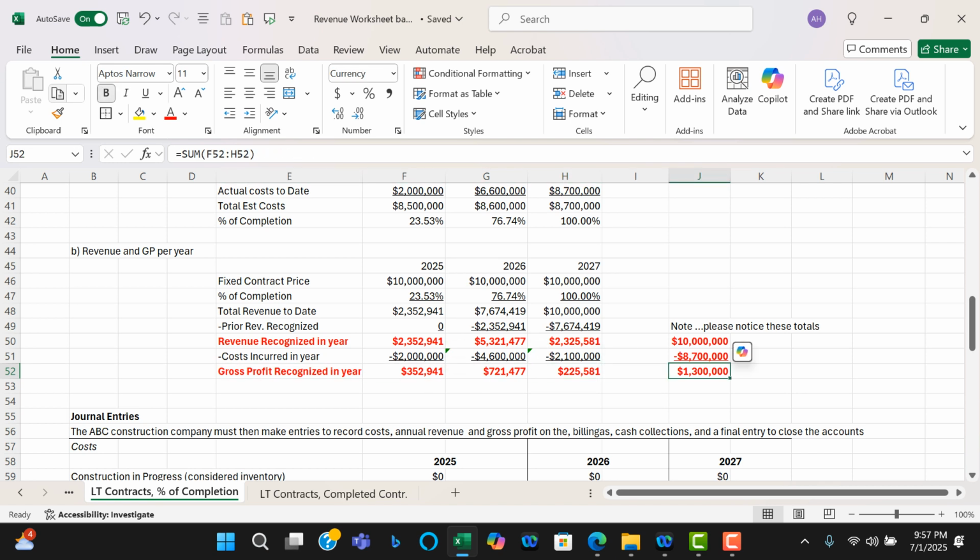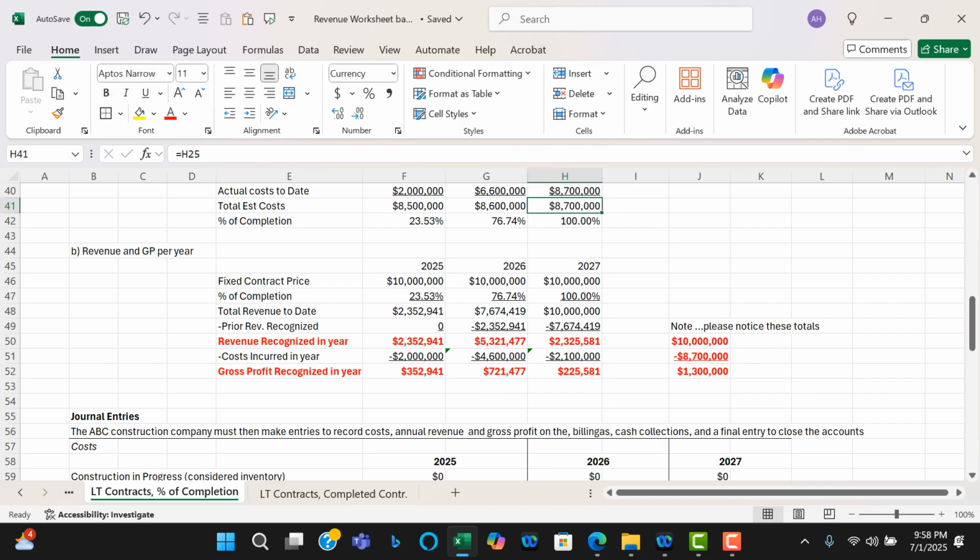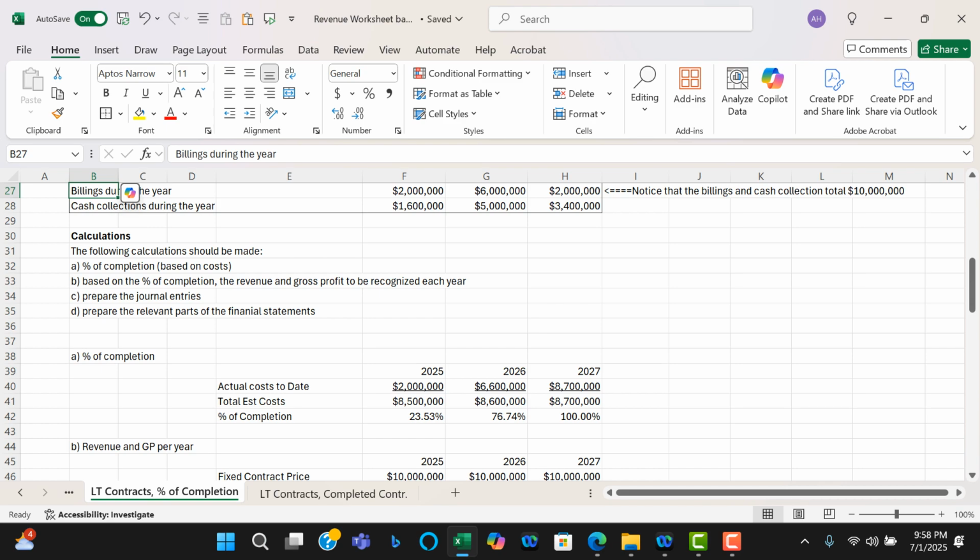Now I want you to notice that I have summed all these numbers up. There's the total revenue I've already shown you, which summed to 10 million. The total costs incurred during the years add up to 8.7 million, which is the same number that I got up here. And then the gross profit is 1,300,003. We're going to recognize, in really rough numbers, a gross profit that is not 10 million, it's 1.3 million. So that's a summary of how the costs have developed over these years.